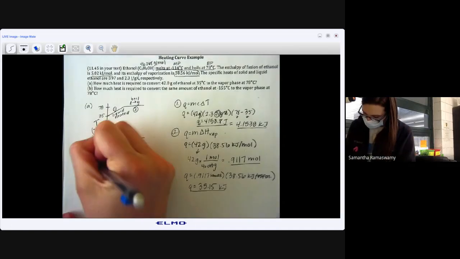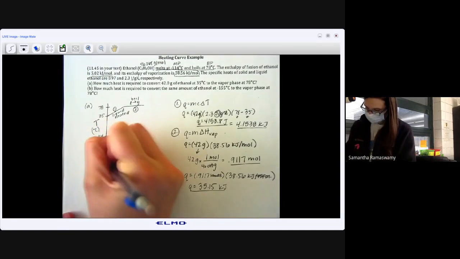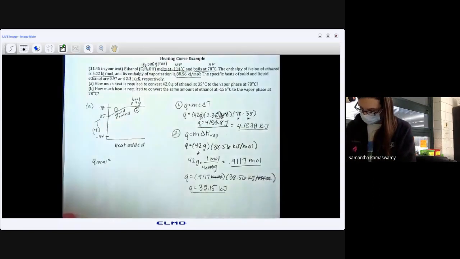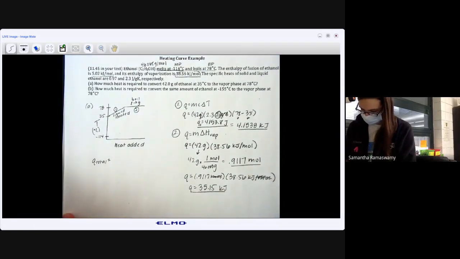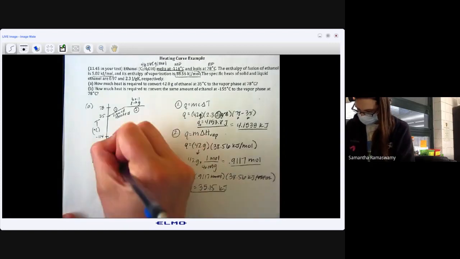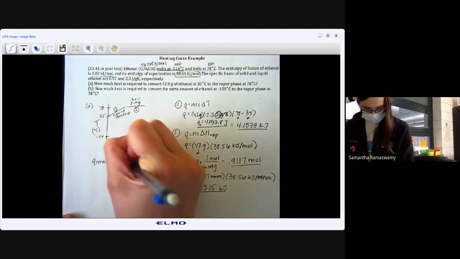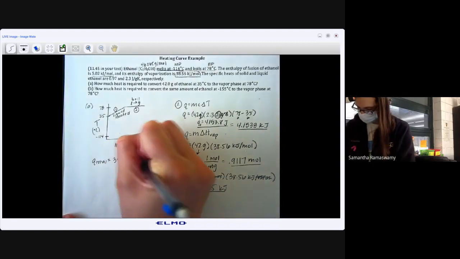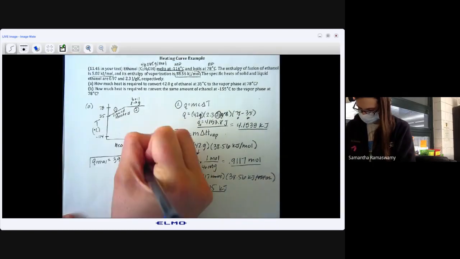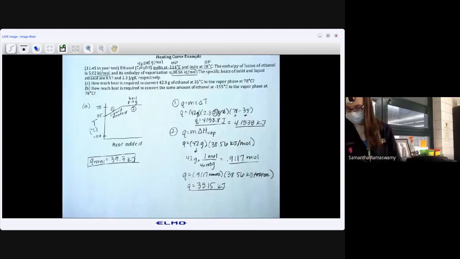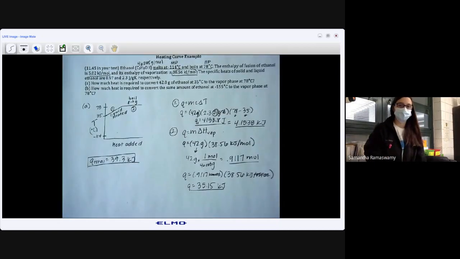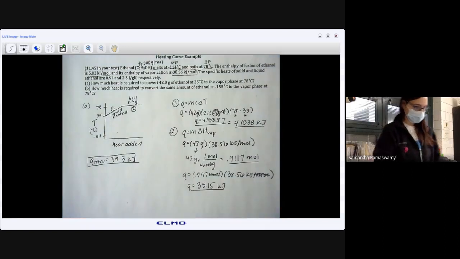So then if I want to add them up and find Q total, 4.1538 plus 35.15. I'll do 3 sig figs, 39.3 kilojoules. Or you could do 39.30 kilojoules.